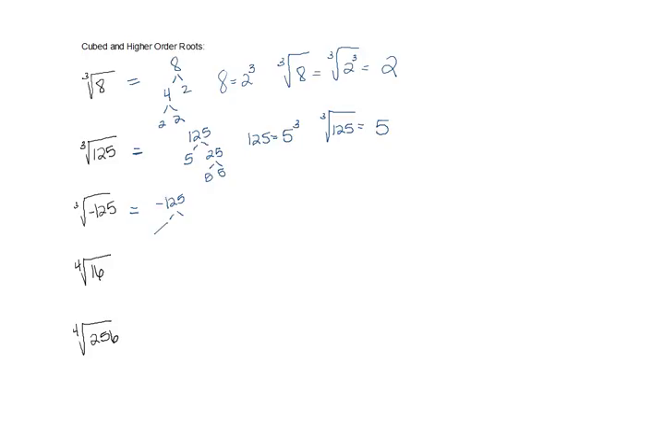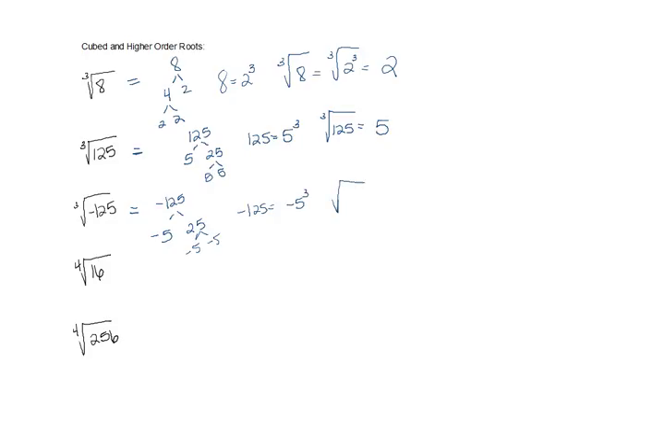So we know that negative 125 is the same as negative 5 times 25, and I can simplify 25 to negative 5 times negative 5. So I know that negative 125 is negative 5 cubed. So if I'm going to take the cube root of negative 125, that is going to be negative 5. This is the only time that you are going to get a negative out of a root: if it's an odd root and it starts with a negative.